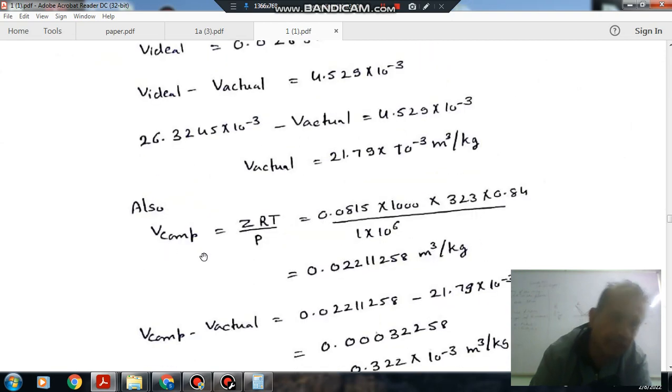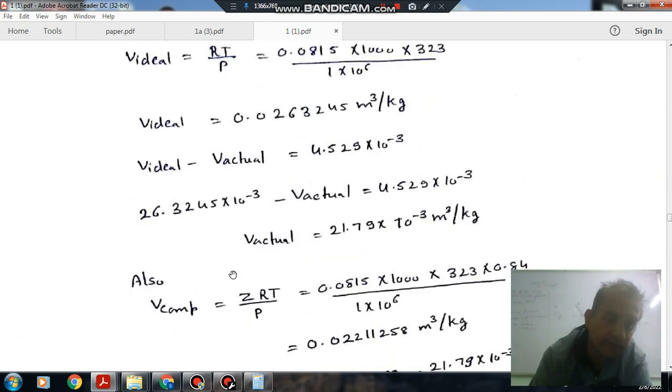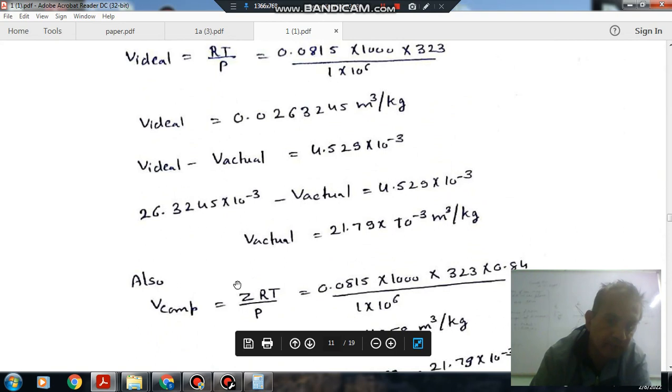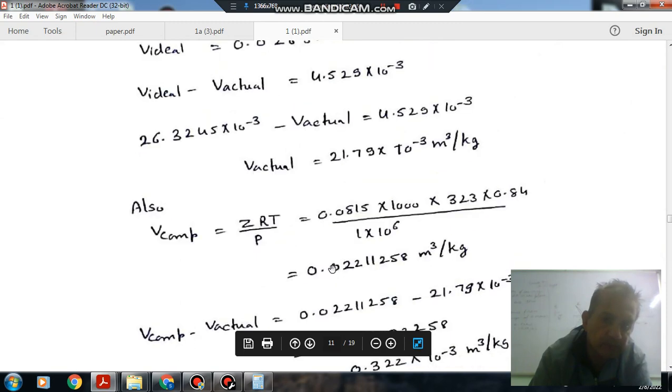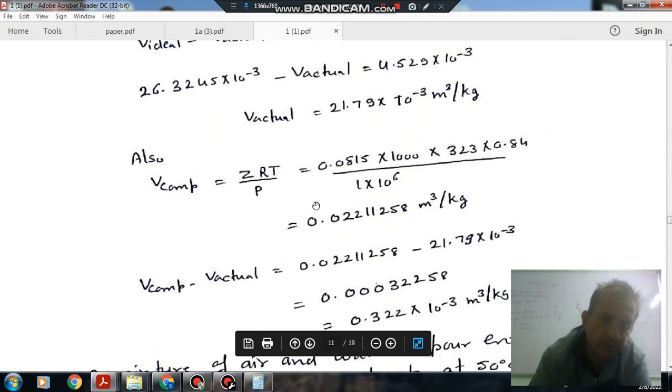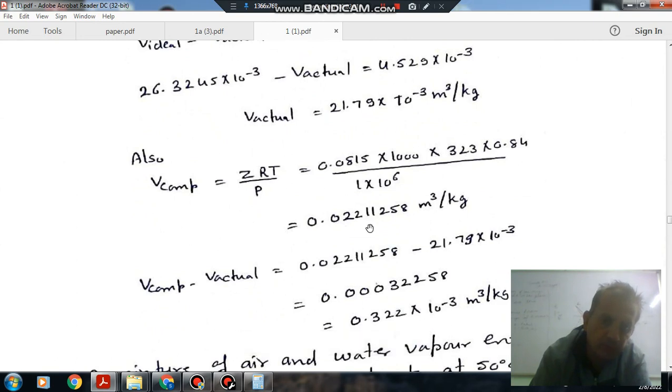Now V comp is the volume assuming the compressibility factor. Okay, that formula is V by Z, or rather multiplied by Z. Okay, so it will be Z RT by P. Okay, so now Z is given as 0.84, so we can calculate V comp. So V comp is 0.02211258 meter cube per kilogram.